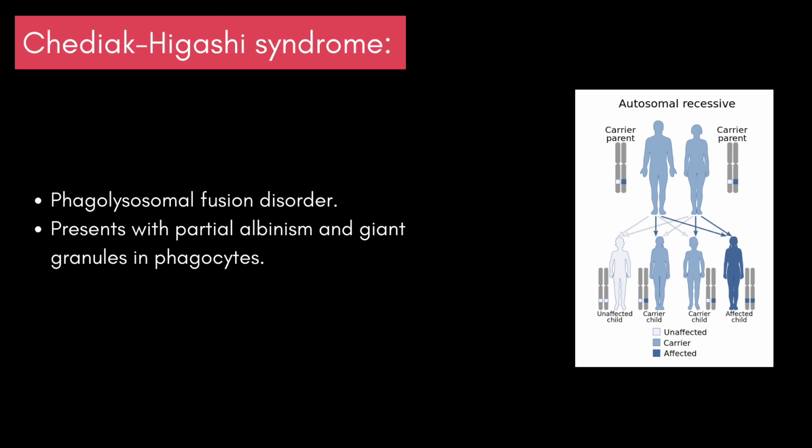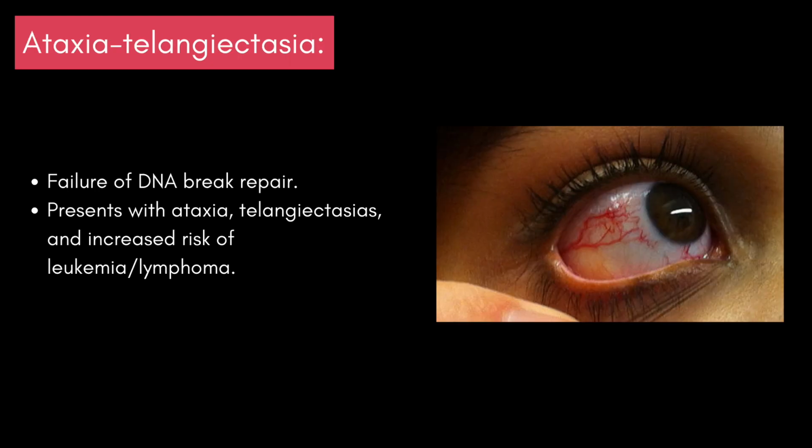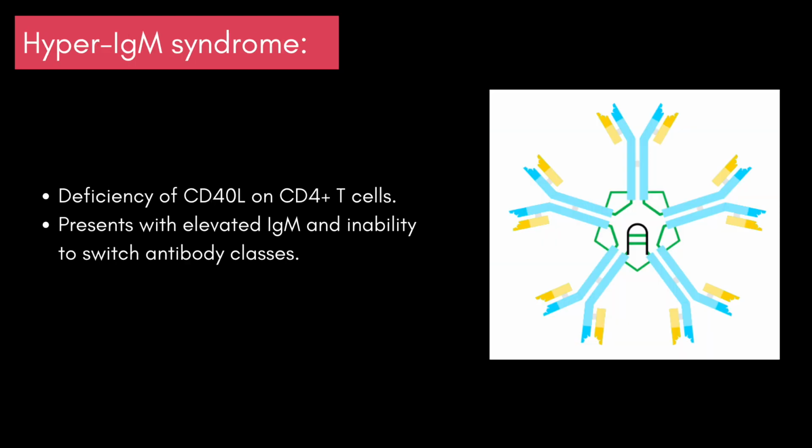Moving on. Next, let's take a look at Chediak-Higashi syndrome, phagolysosomal fusion disorder, presents with partial albinism and giant granules in phagocytes. Moving on. Next, let's take a look at ataxia telangiectasia, failure of DNA break repair, presents with ataxia, telangiectasias, and increased risk of leukemia and lymphoma. Moving on. Next, let's take a look at hyper-IgM syndrome, deficiency of CD40L on CD4 plus T cells, presents with elevated IgM and inability to switch antibody classes.